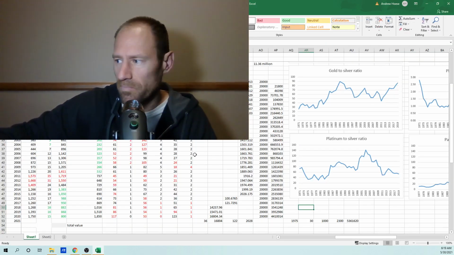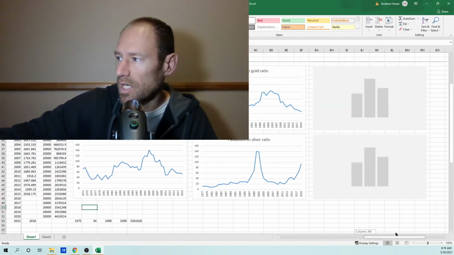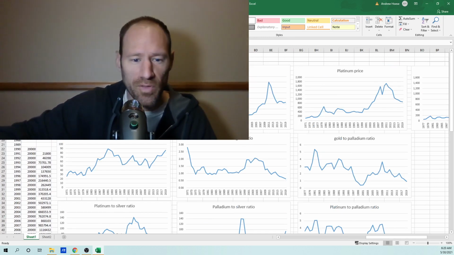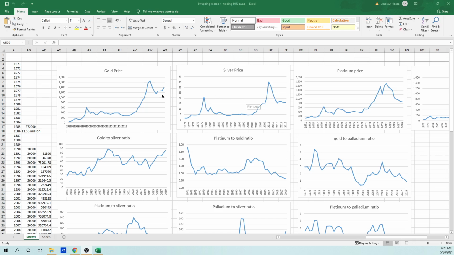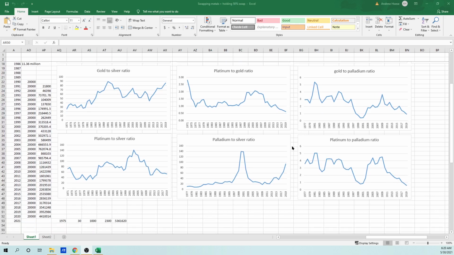I put it in an Excel spreadsheet, all this stuff. It took a lot of work to do this. So there is all the averages behind me right here. These are the prices up here. These are the ratios all below. I did it till 2019, and these are averages per year. So that's where I have all those charts that I created.